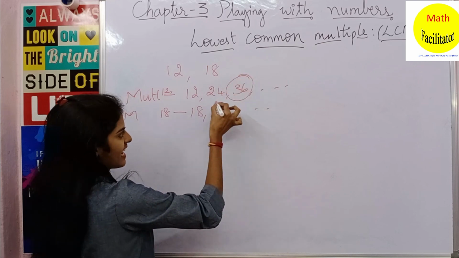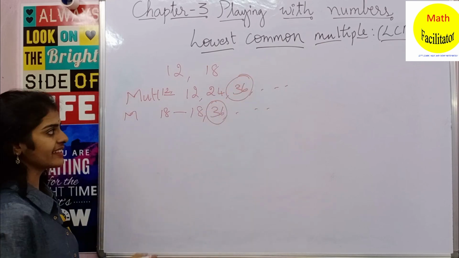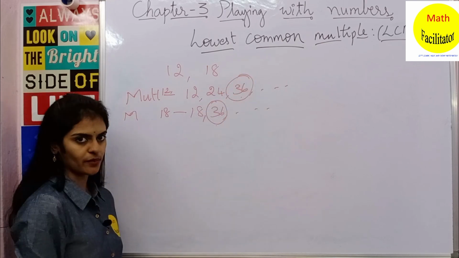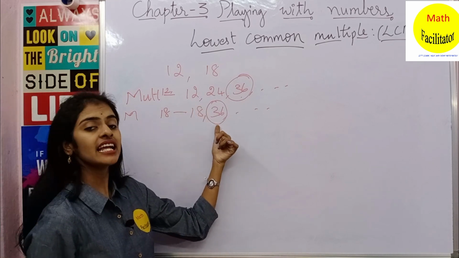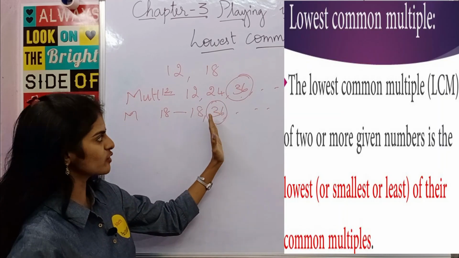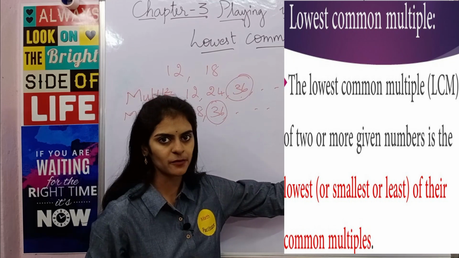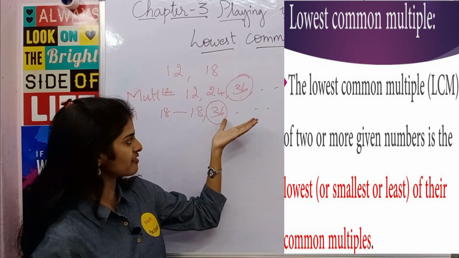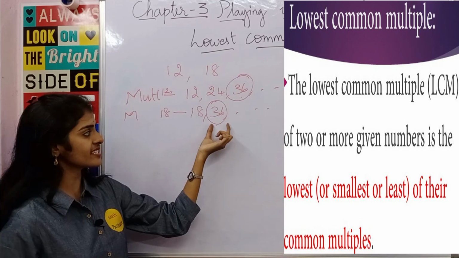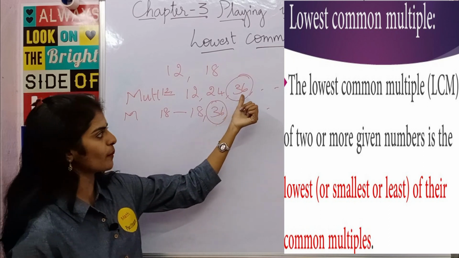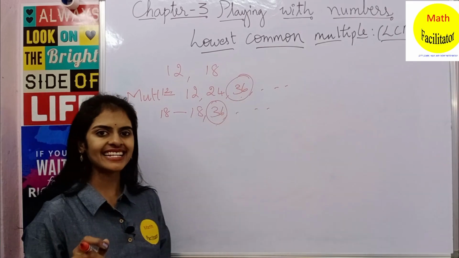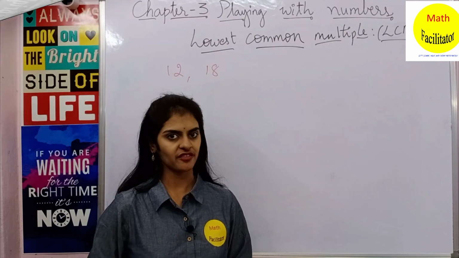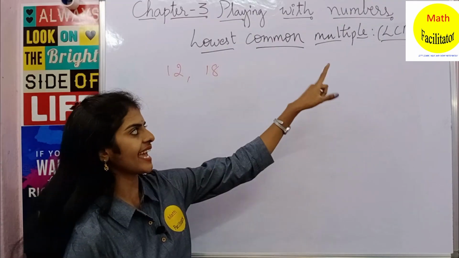So 36 and 36. You find 36 is a common multiple for both the numbers, and it is the least common multiple because the numbers are in increasing order. That means all the numbers after this are bigger numbers. So this is the least number and it is a common multiple. So 36 is the least common multiple. So that was one way of finding the least common multiple, LCM.